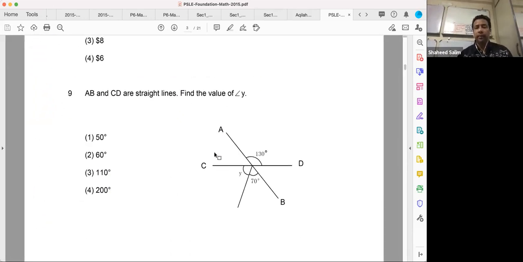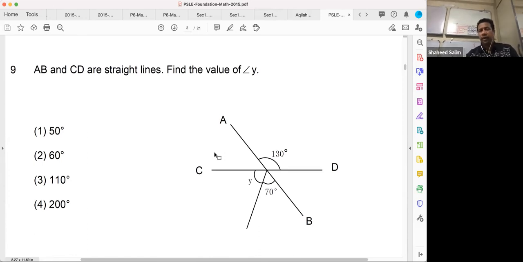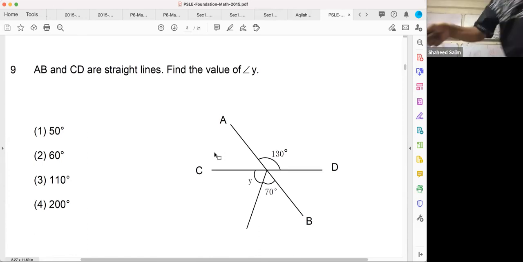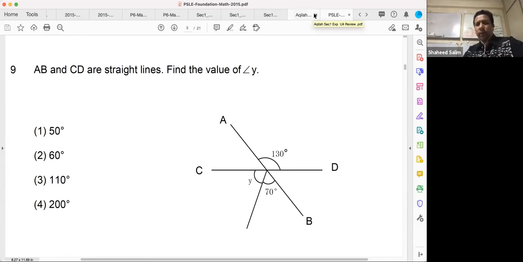Find the angle Y. So your answer is? Have you given the answer? Not yet, right?